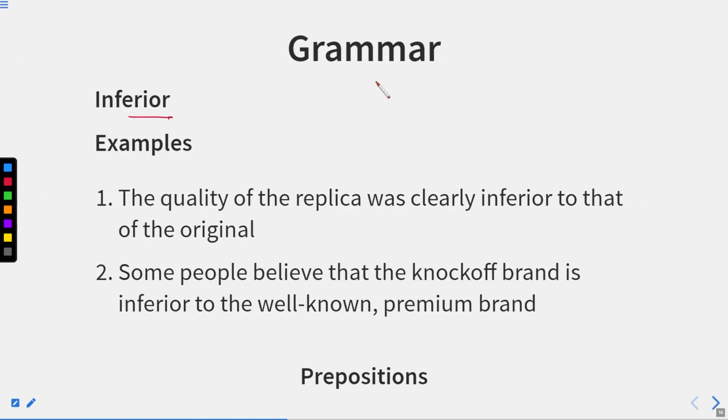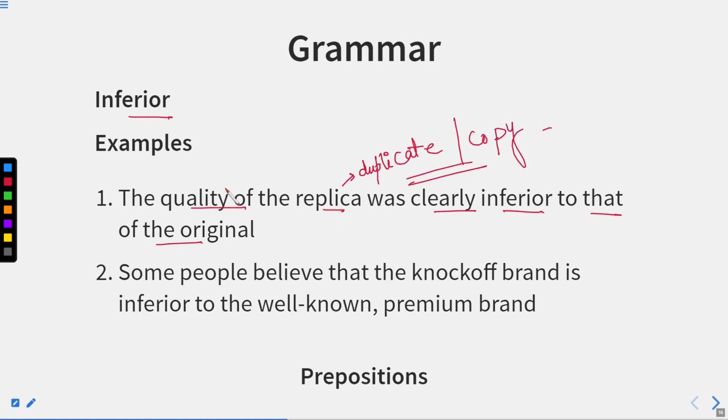Inferior, when there is a word superior. Superior means when something is high in quality, and inferior refers to when something is low in quality. So that is known as inferior. The quality of the replica was clearly inferior to that of the original. Replica means duplicate or the copy of something. So the one that is the copy of something, the quality of that particular replica was clearly inferior to that of the original.